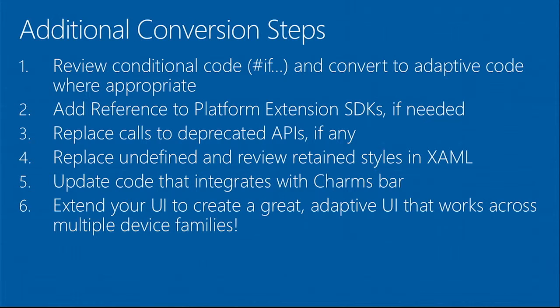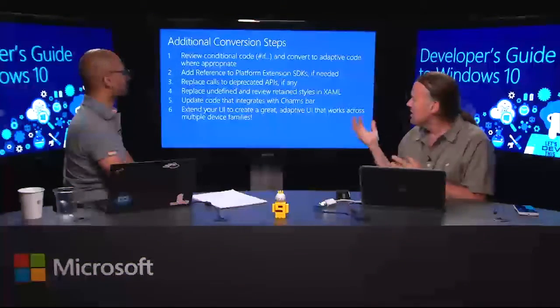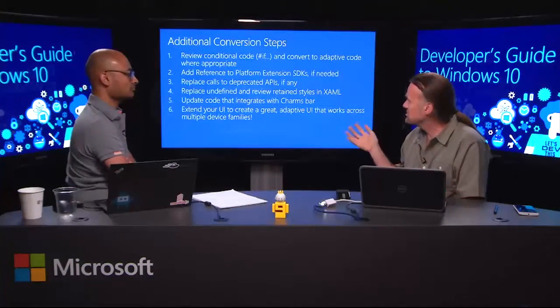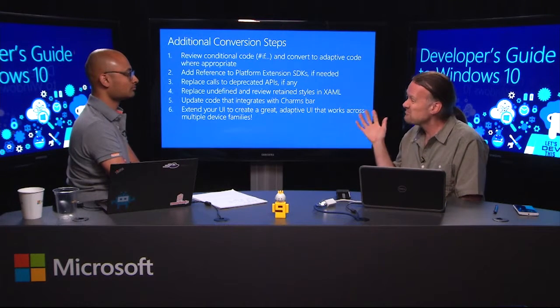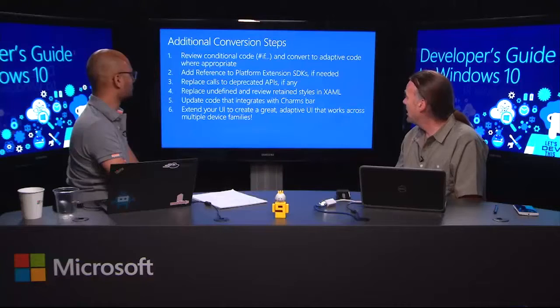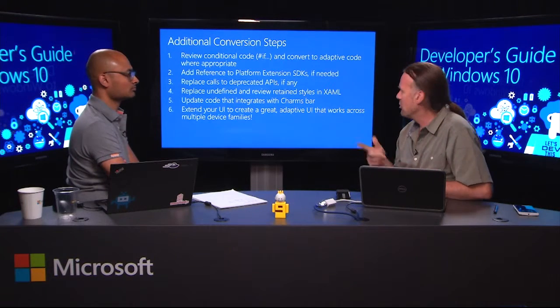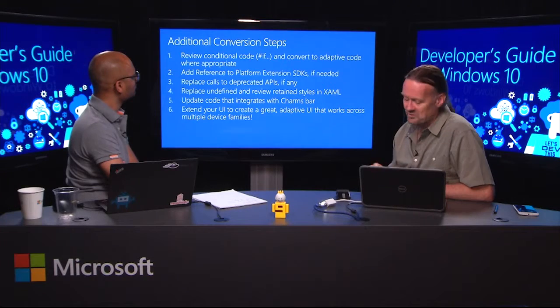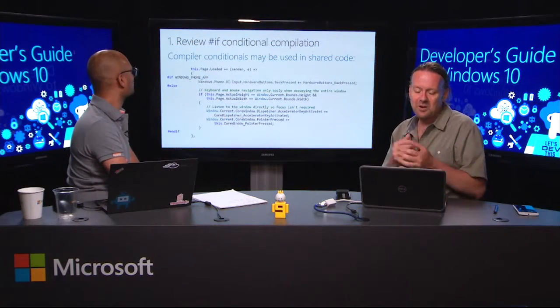Right. Now, in summary, have a look for these hash ifs. You may need to reference the platform extension indicators, though we didn't need to in this. There might be a few deprecated APIs, not many, very few. Have a look at your styles. Charms bar, there was a question about that before. We'll talk about that. And then obviously you need to make sure you do a bit of tweaking on your UI. So look at those in more detail.